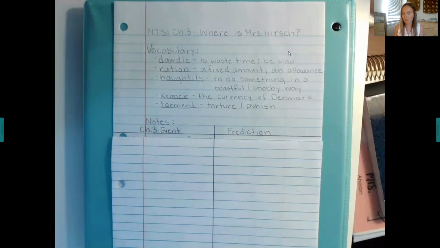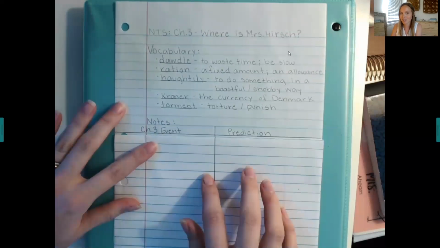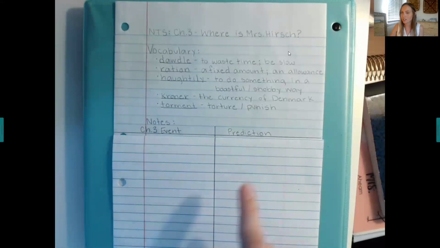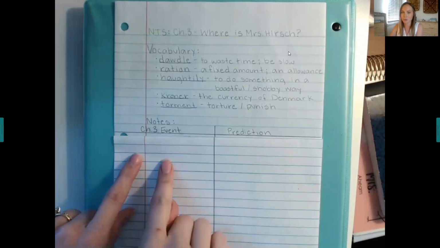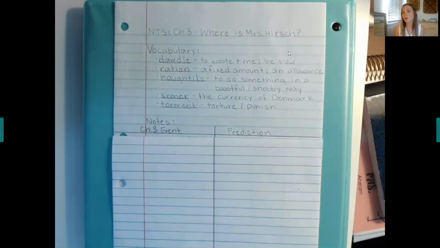So we'll take notes today, and mine's covered up this time because I actually have some specific events on here that we're going to write down together, and I'll give you a chance to make a prediction. But we'll write down an event from the story, and then right next to it on the right-hand side, we'll jot down what we think is going to happen next, something that sparks our thinking about what might come in the story.